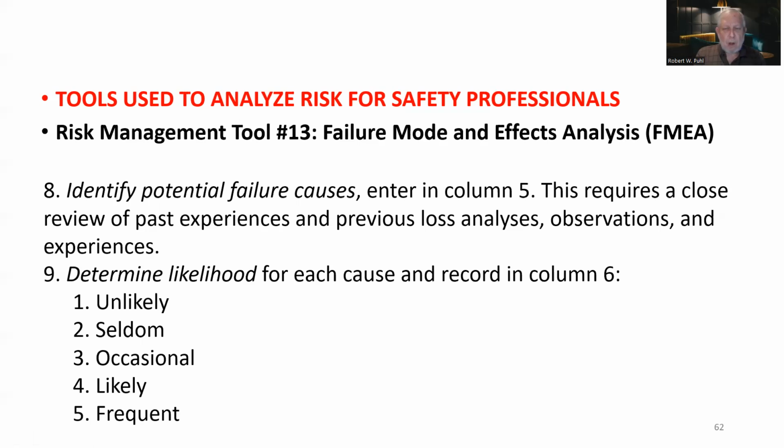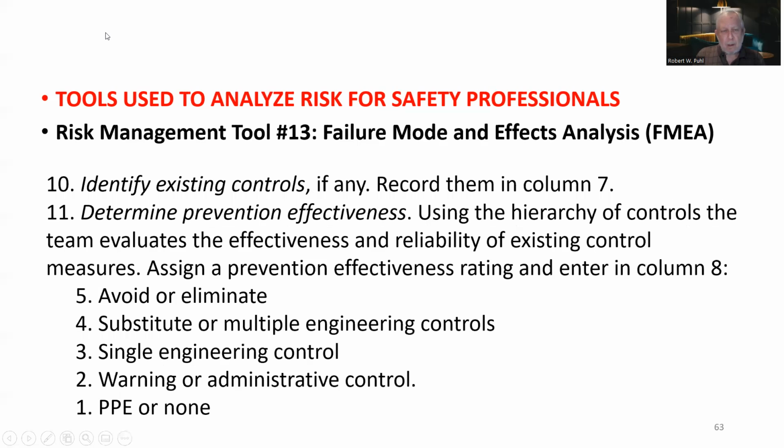Determine likelihood for each cause and record in column 6. And there you go: unlikely, seldom, occasional, likely, and frequent. So you got a 5x5 matrix here. Identify existing controls, if any. Record them in column 7. Now, if you're looking at an ongoing process, there's probably some controls in place.